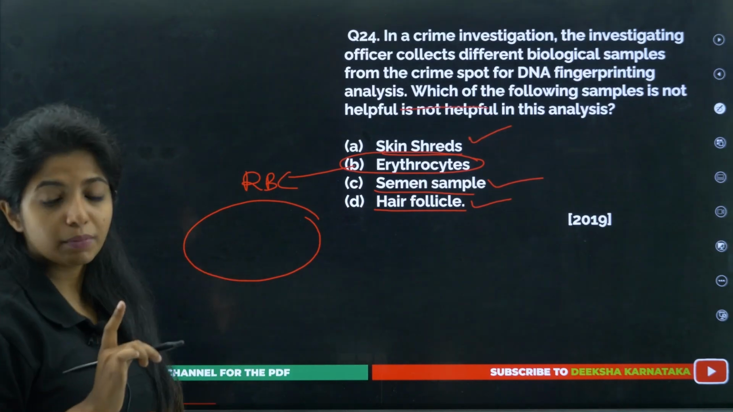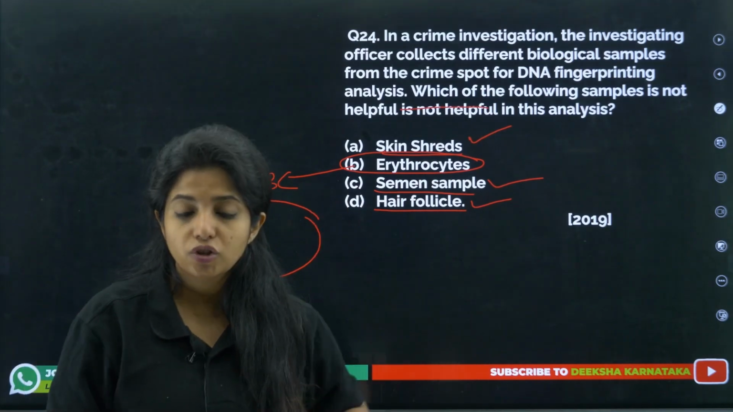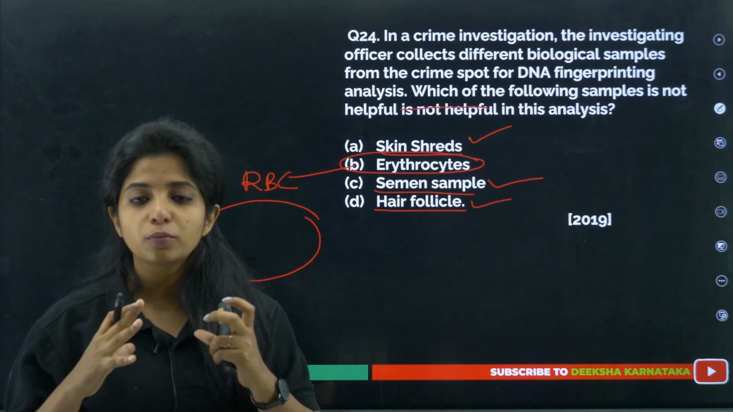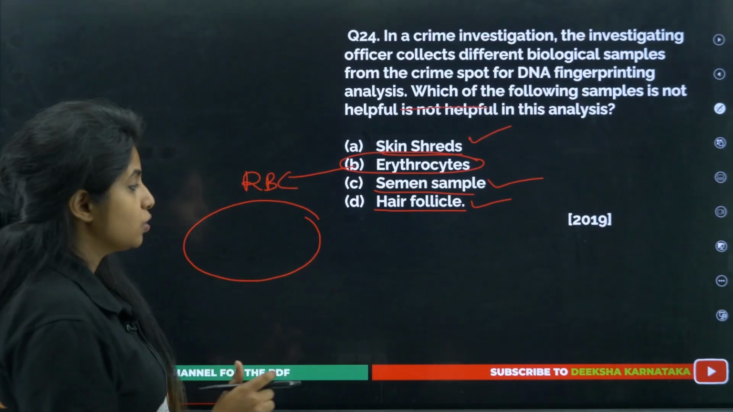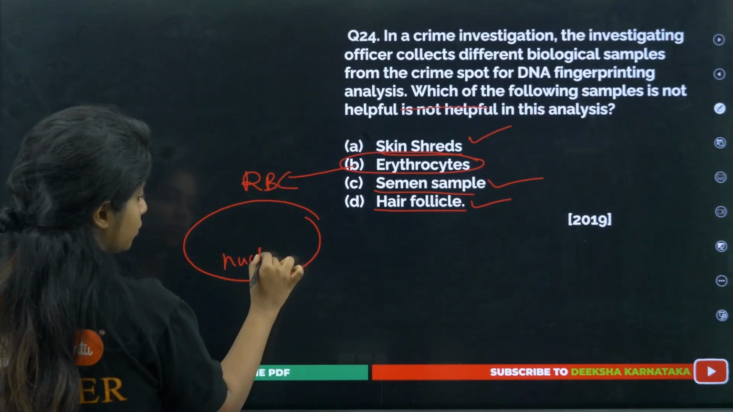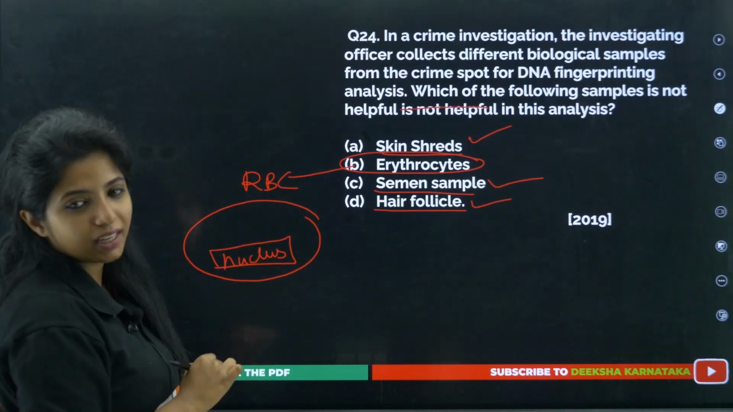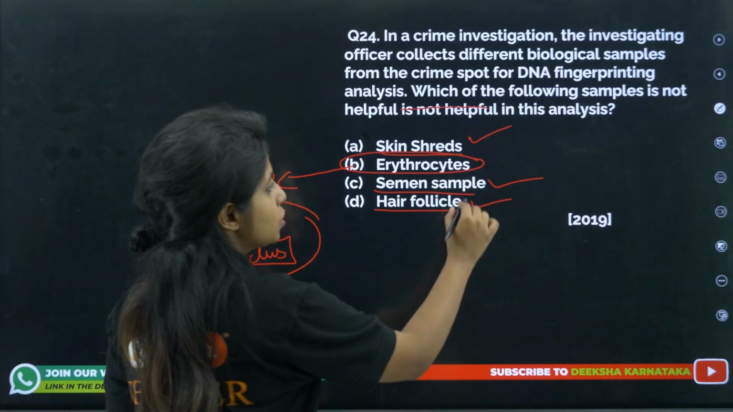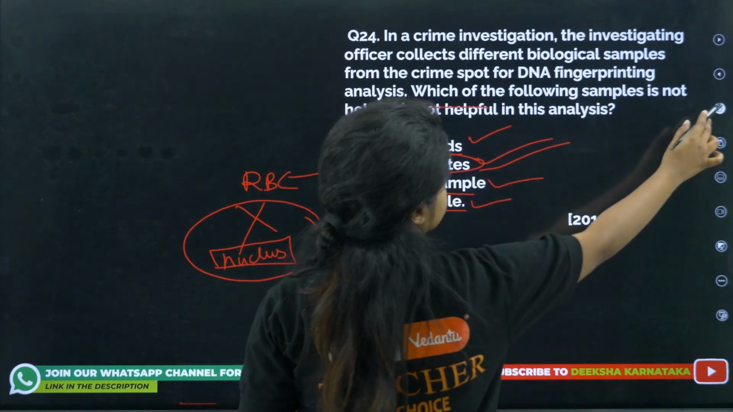And RBC, you know what? Since their only major function is to transport oxygen, they have hemoglobin. So to accommodate more and more hemoglobin, they said we do not want a nucleus. So they are the cells which do not have a nucleus. If no nucleus is there, can I accommodate DNA? So there is no DNA. If there is no DNA, there is no DNA fingerprinting as well. So this becomes the answer.